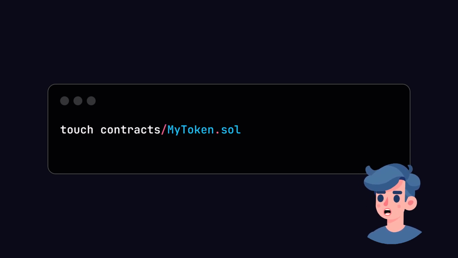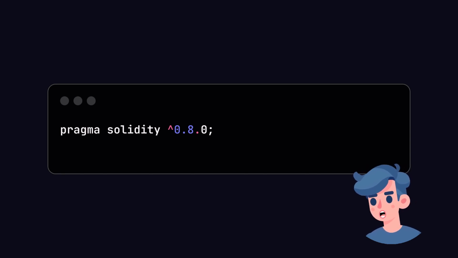Now, let's create a new file for our ERC20 token contract. We will create this file in the contracts directory. Let's name it mytoken.sol. Open the mytoken.sol file, and let's start by declaring the Solidity version we will be using. We will use version 0.8.0 for this tutorial.